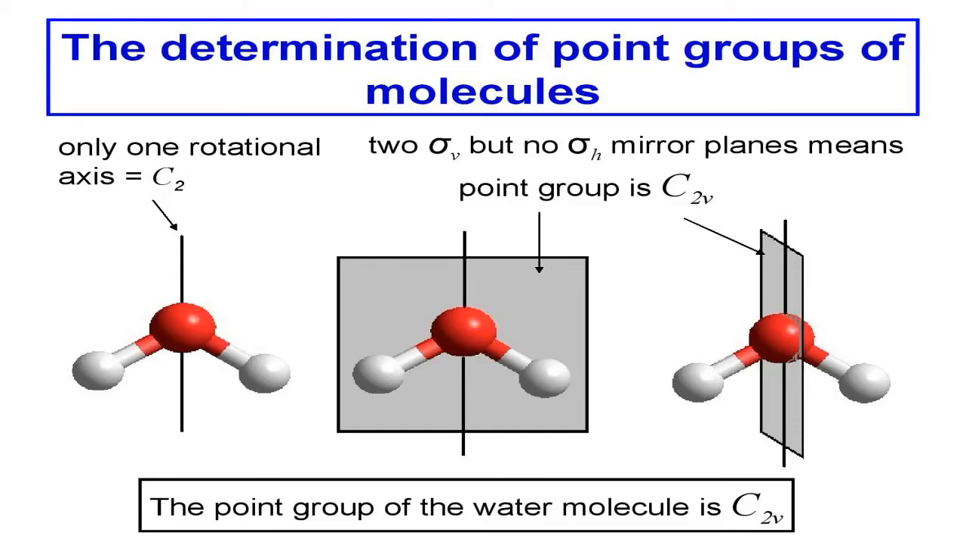In this video, we are going to study the determination of point group of molecules. For example, if you see this molecule, it has a rotational C2 axis, and it has one sigma V vertical plane and no sigma H horizontal plane. Hence, this molecule contains two vertical planes. One is along the principal axis and one is between the principal axis. Now, it possesses only the sigma V plane. Hence, the point group of the molecule is C2V.